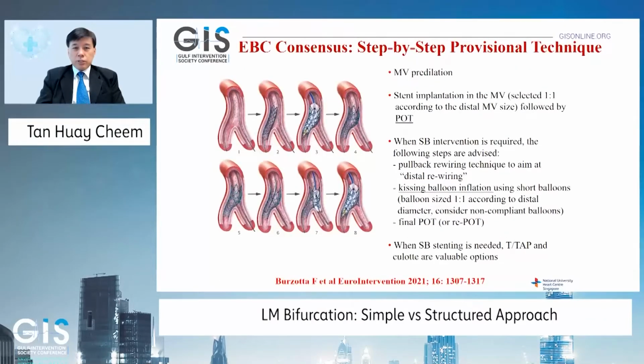Now, I'm not going to go into the details of the step-by-step provisional technique, but suffice to say that when you implant a stent in the main vessel, you want to size it according to the distal main vessel size, followed by a POT according to the proximal vessel size. And kissing balloon inflations using short balloons are actually required in this particular technique.